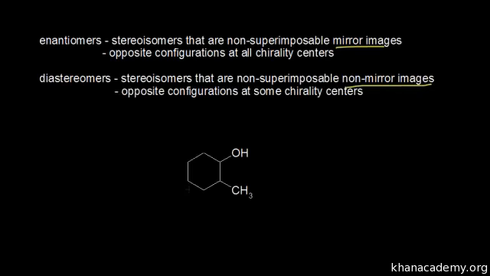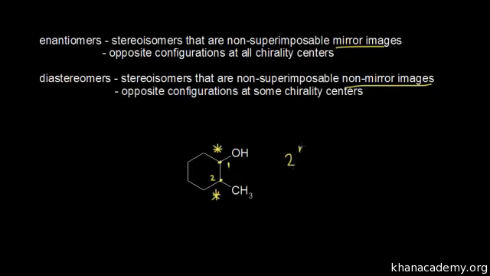So here I have a molecule that has two chirality centers. There's one for the carbon that's attached to the OH, so that one right there is a chirality center. And then the carbon attached to the methyl group is also a chirality center. So this would be carbon 1 with the OH, and then the carbon attached to the methyl group here would be carbon 2.